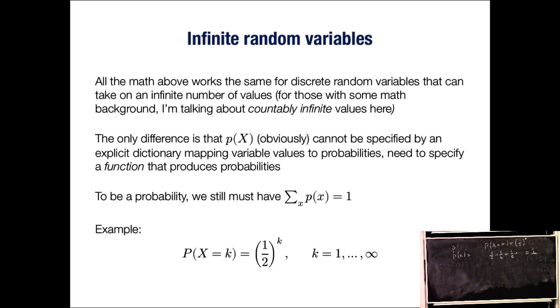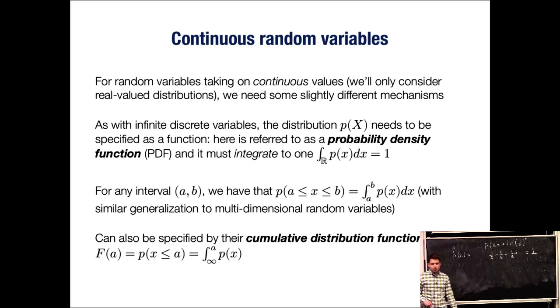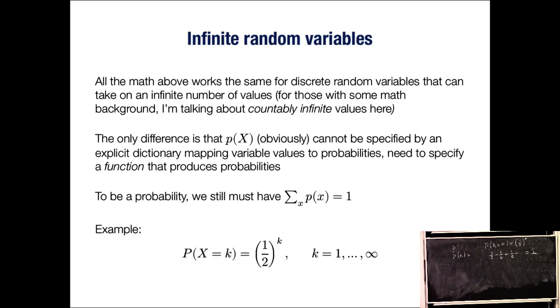Okay, and next, this will also generalize, with a little bit different notation now, to continuous random variables. So that was the case of discrete but infinite random variables, and you can also talk about continuous and, of course, therefore also infinite. For those that are math people, I'm talking here about countably infinite variables, whereas here I'm talking about uncountably infinite variables. But don't worry if those terms are unfamiliar.